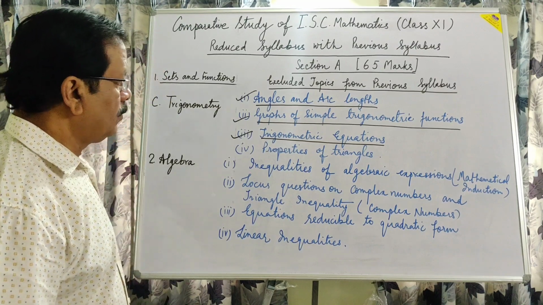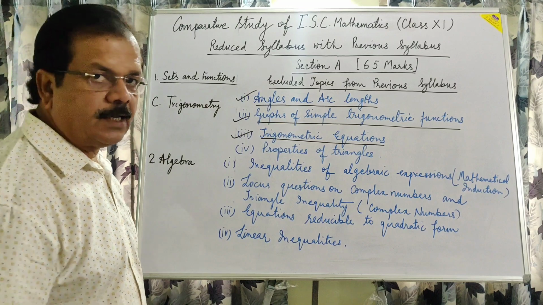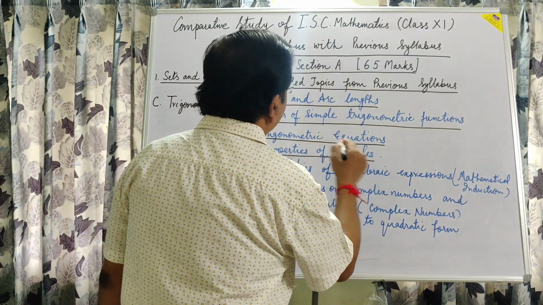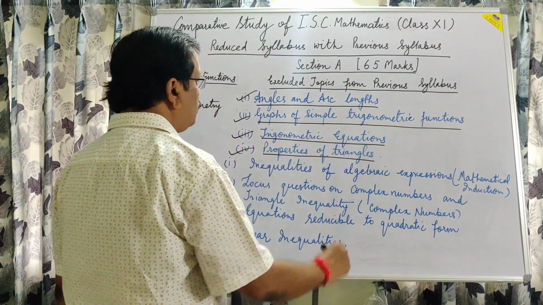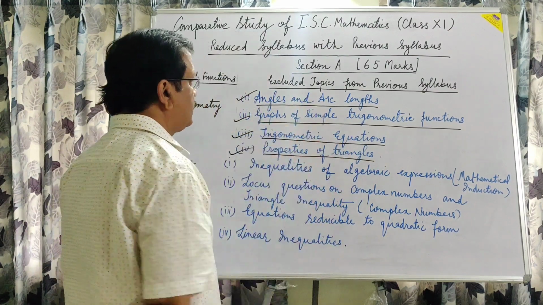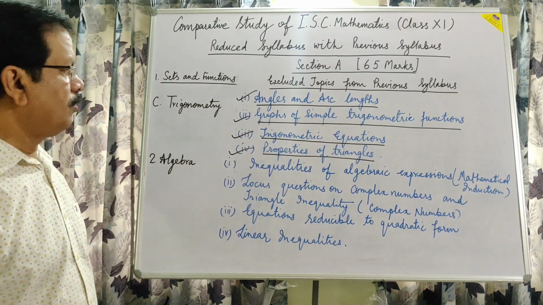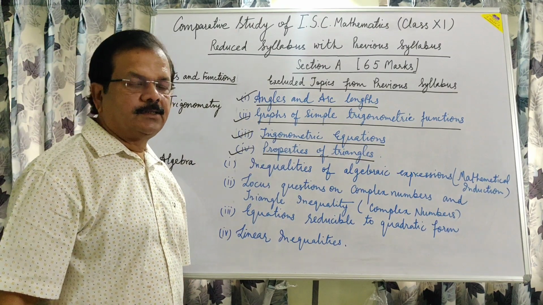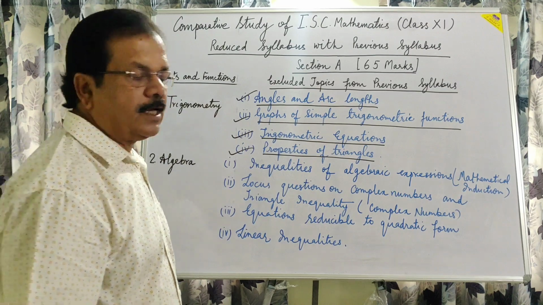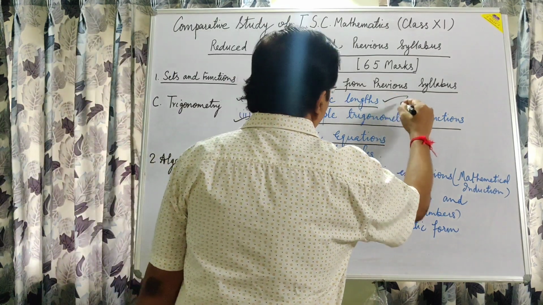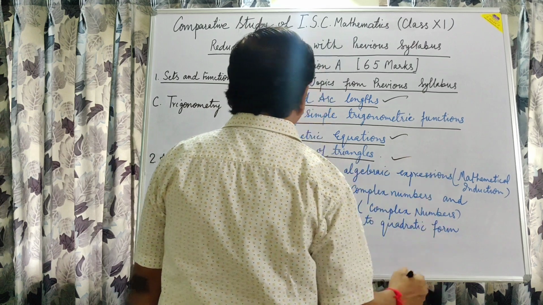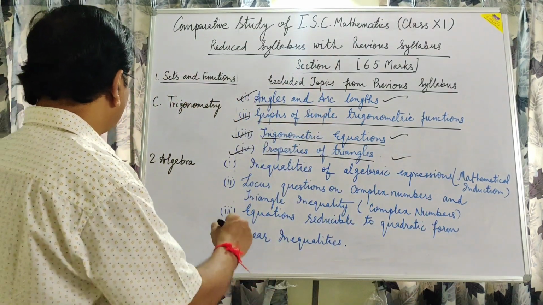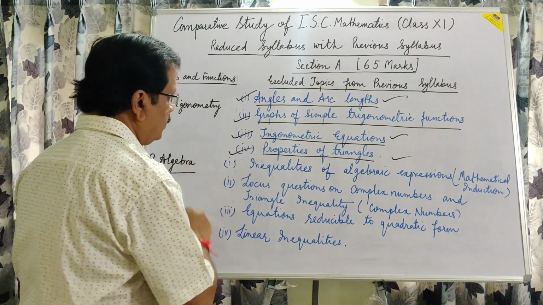And the fourth one also, properties of triangles. This chapter is also completely excluded from the previous syllabus. All these three chapters, angles and arc length, trigonometric equations and properties of triangles, are completely excluded from the previous syllabus. Now on to the next one, that is algebra.